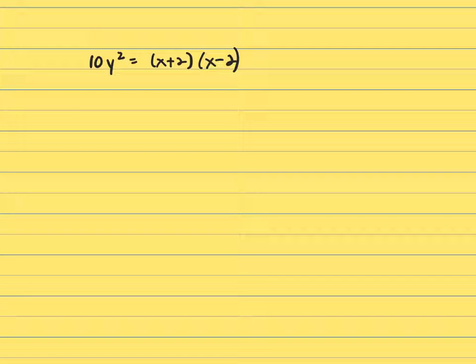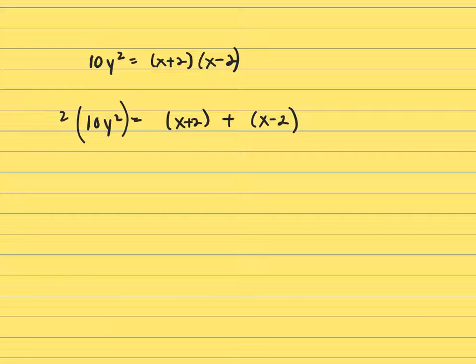If the problem had been x plus 2 plus x minus 2, and you multiply the left by 2, there's only one term. But now on the right, this is a term and this is a term, and you multiply every term on both sides. So you multiply it by 2 and 2.